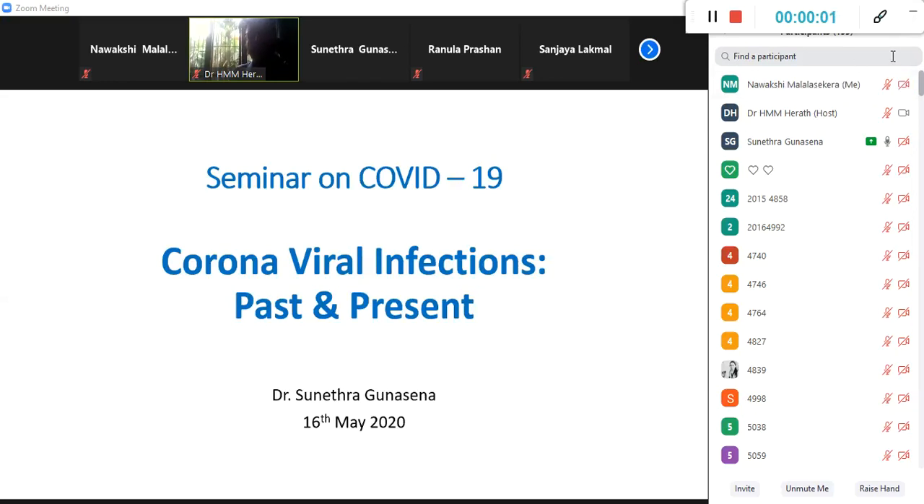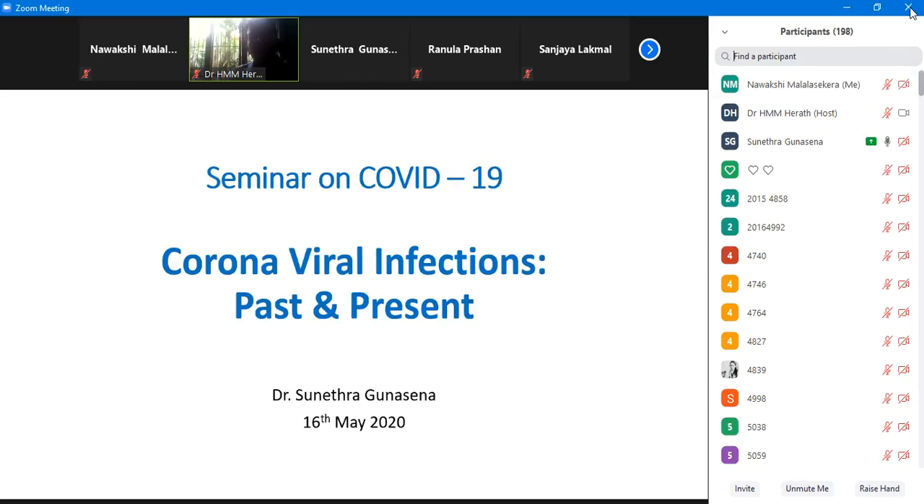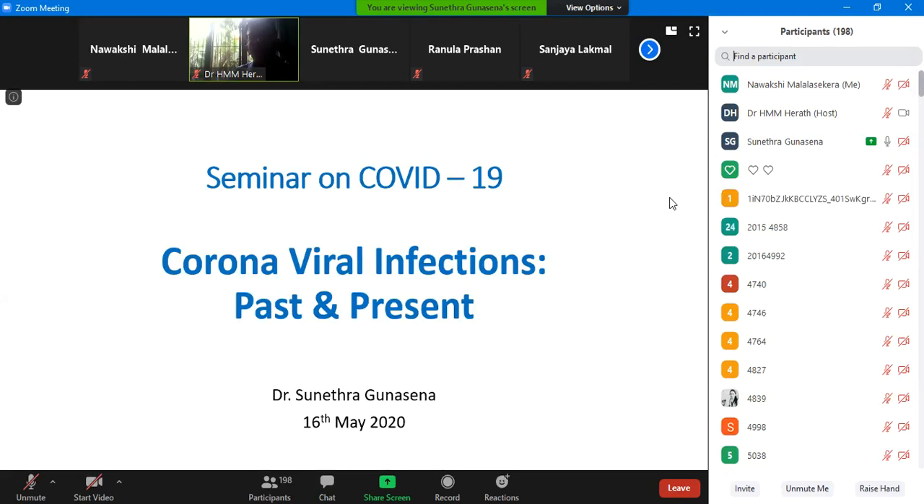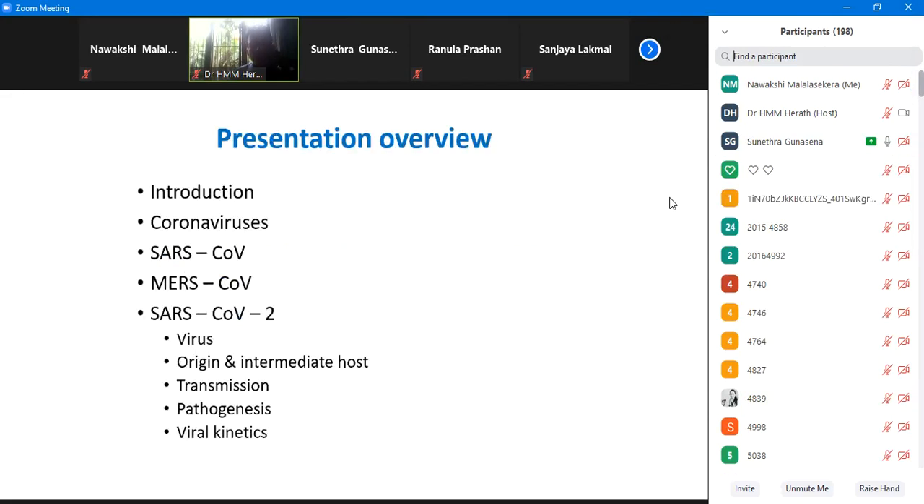The coronaviral infections, past and present, during the next 10 minutes or so. Presentation overview: I will be briefly talking about the introduction, then a little bit about the coronaviruses, especially the SARS coronavirus, MERS coronavirus, and in more detail about the SARS coronavirus 2, including the virus, origin and the intermediate host, transmission, pathogenesis, and the viral kinetics.